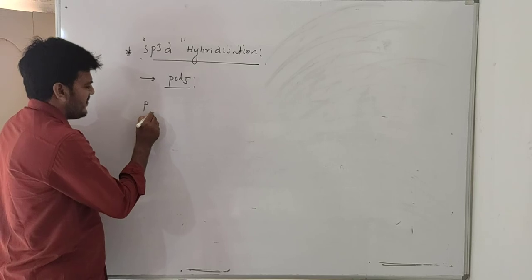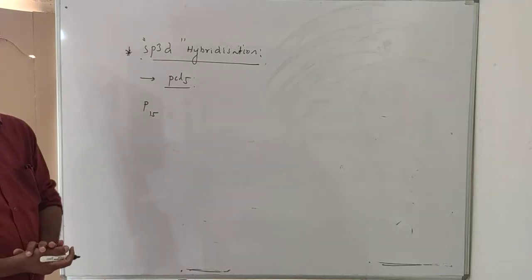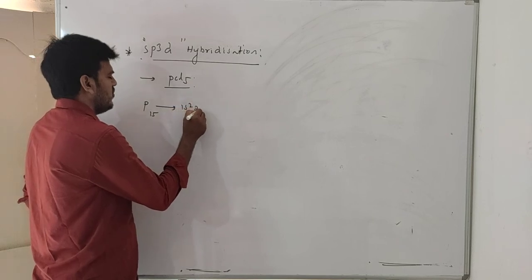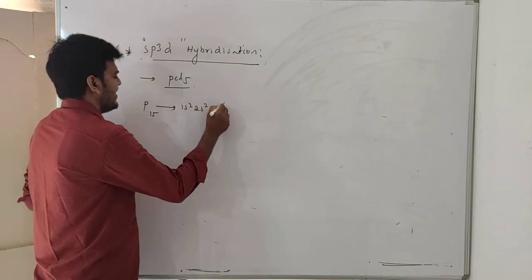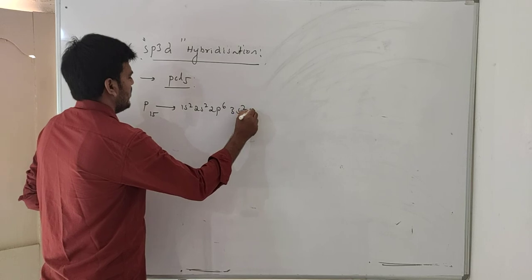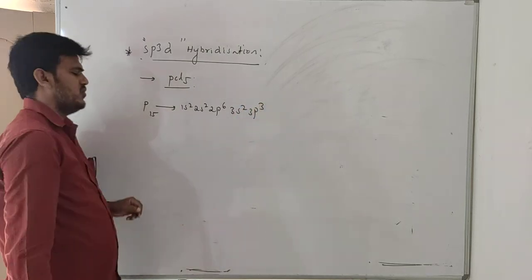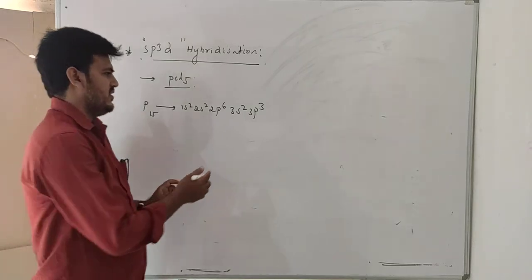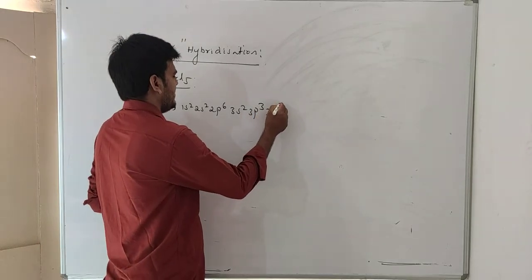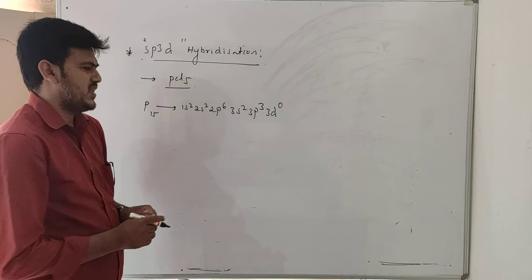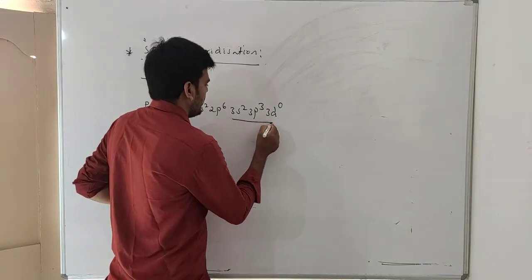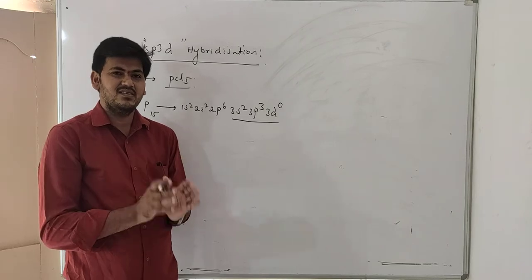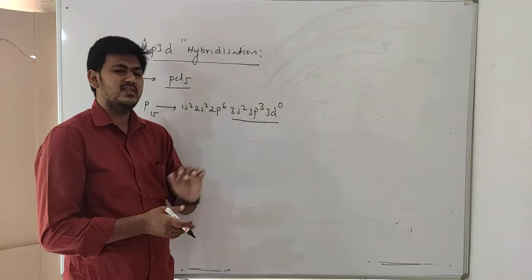Phosphorus atomic number 15. The electron configuration is 1s2, 2s2, 2p6, 3s2, 3p3, 3d0. The outermost electron configuration is 3s2, 3p3, 3d0.